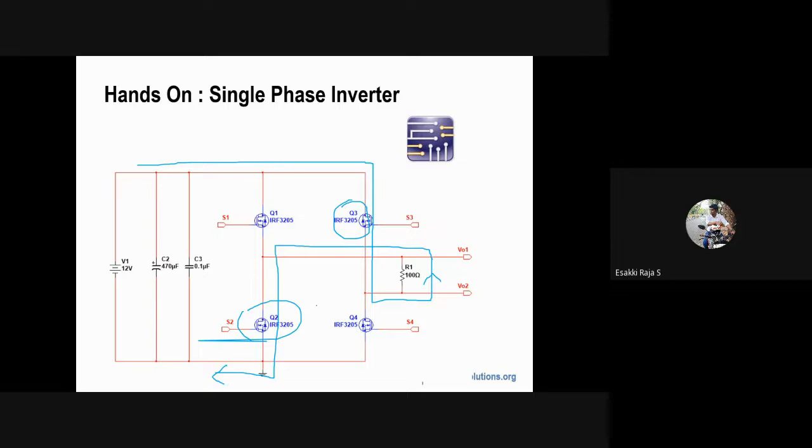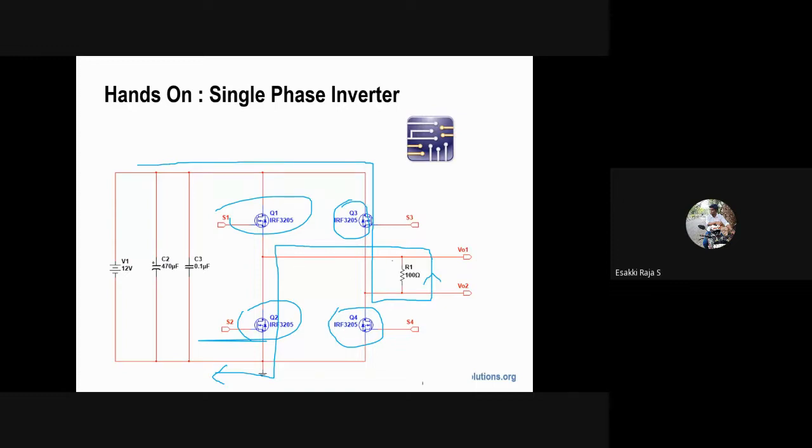When Q1 and Q4 are enabled, we'll be getting the positive cycle voltage of AC. When Q3 and Q2 are enabled, we'll be getting the negative cycle voltage of an AC. So we are converting from DC to AC by switching each pair of MOSFETs.